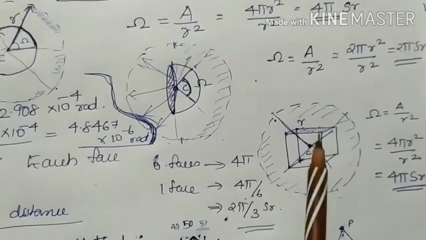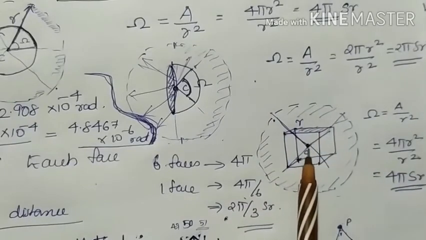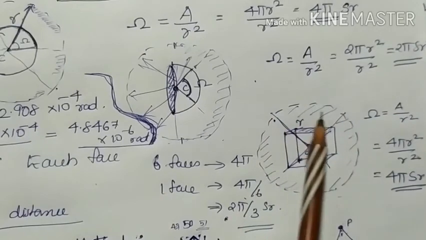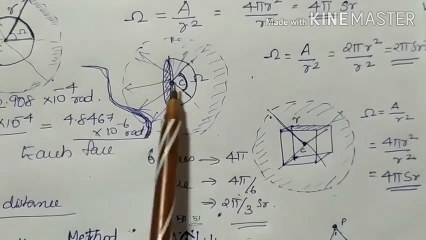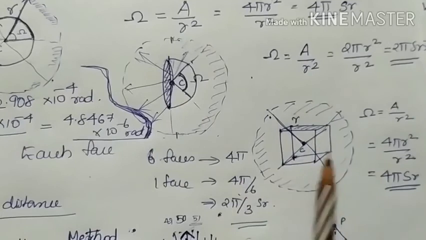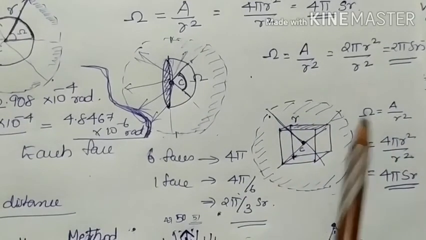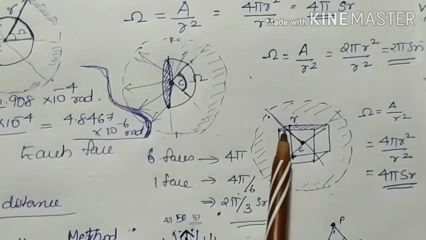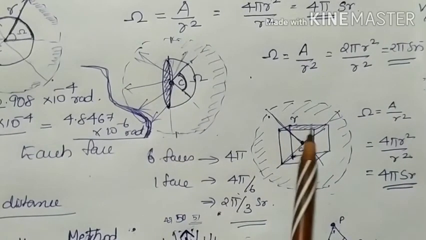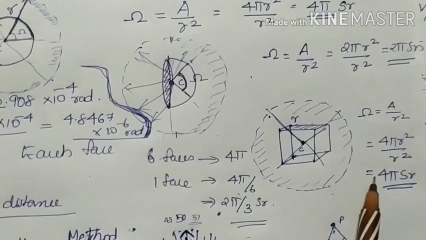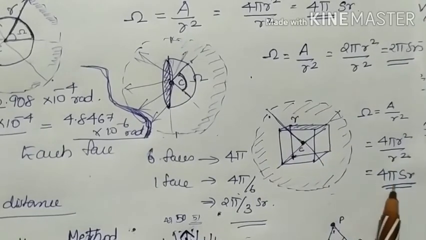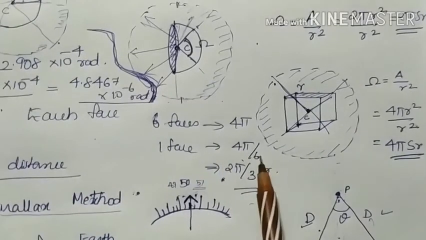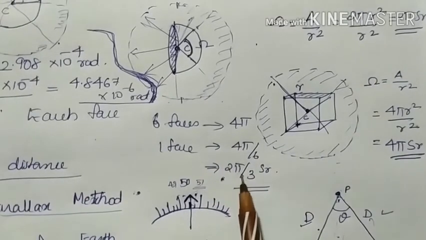Now the same is the case for a cube. If you are placing all the faces in a sphere, just like the previous case, the shadow will be exhibited on the entire sphere. So the angle subtended will be 4 pi steradian itself. Now we are asked what will be the angle subtended by a single face. 6 faces give this much angle, so one face will give 4 pi divided by 6 steradian, that is 2 pi by 3 steradian, right?